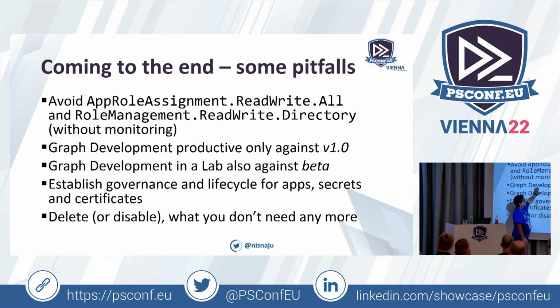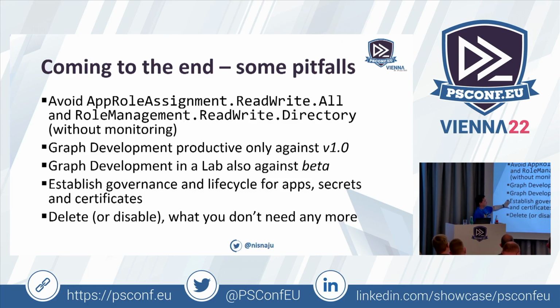What I did not tell you about yet, there are two versions of the Graph, version 1 and beta. Beta, please, only in a lab environment, never in production. Why? V1 is GA, fully supported by Microsoft. Beta is not. Beta can change any time, any day, any second, and your script will stop working. That is in production not so great.